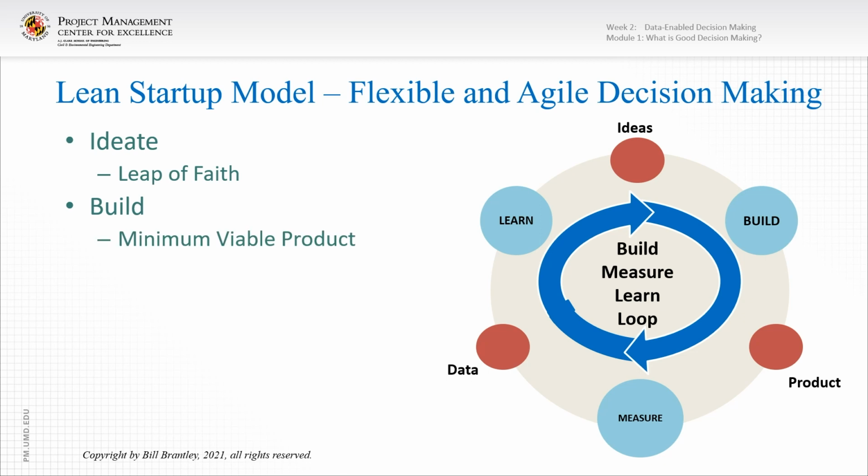And we build a minimum viable product. We don't build the whole product at once, but we build a minimum viable product so that we can measure how the consumers react to it, how the market reacts to it, and gather insights. That's our data. And once we get that data, we can then learn from that data and we can pivot.